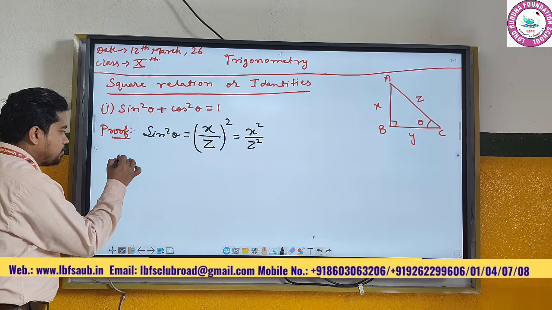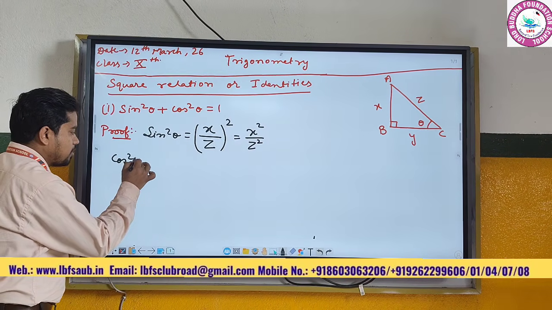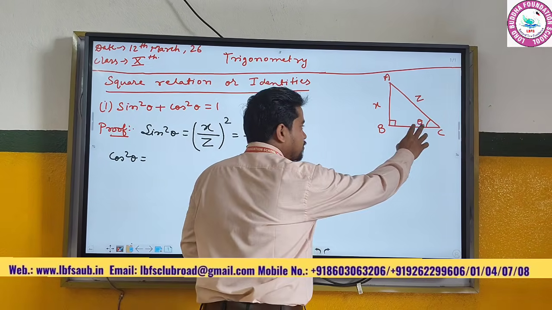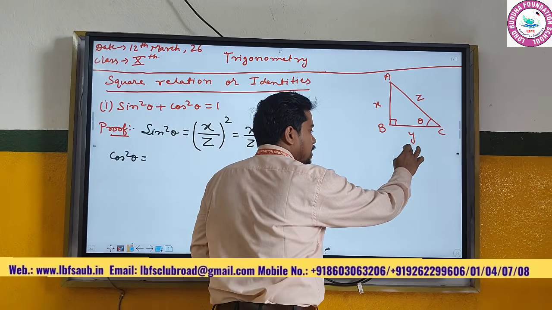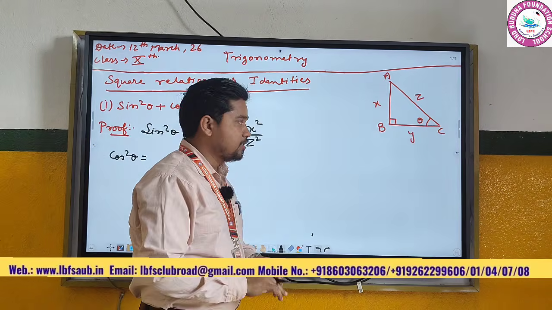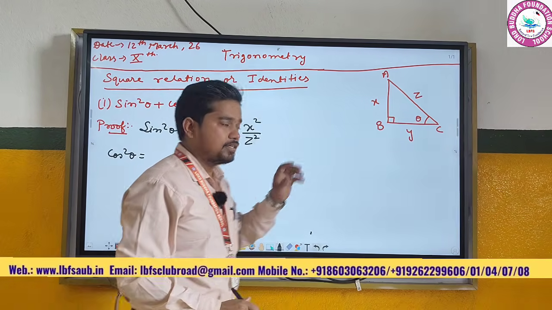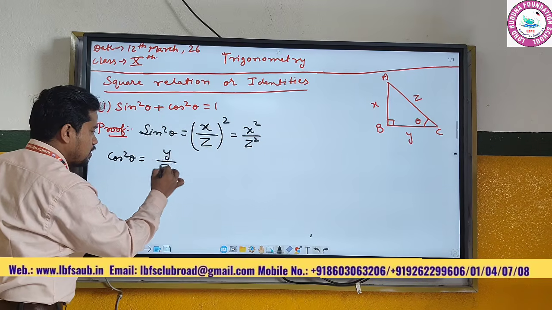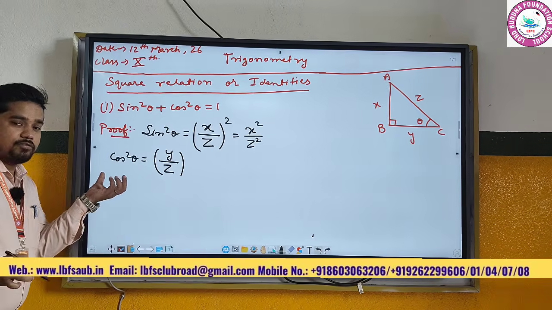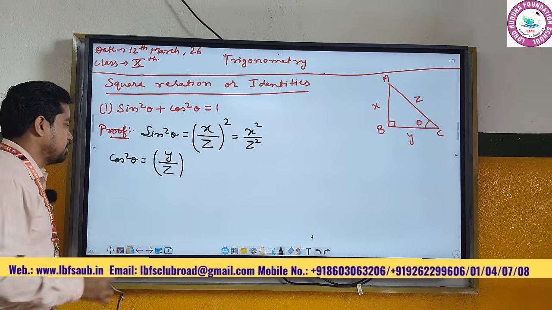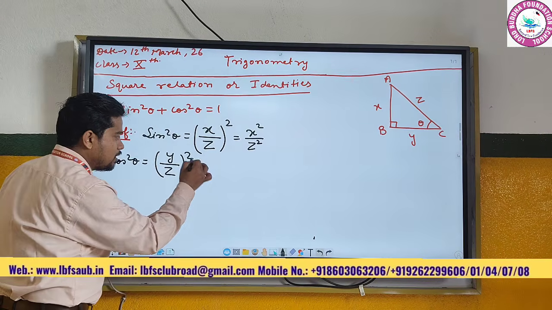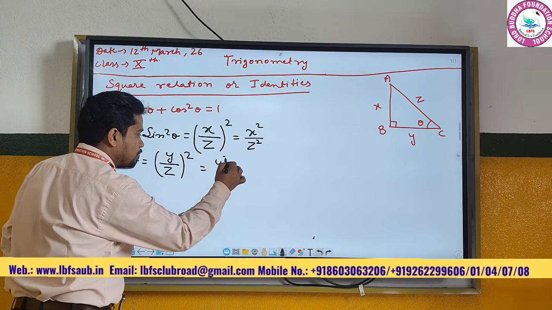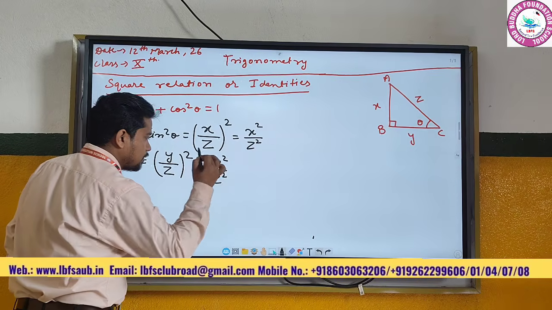Now come to find the value of cos square theta. According to this figure, the value of cos theta is base upon hypotenuse, which means y upon z. So cos theta will be y upon z. But we have to find the value of cos square theta, so y upon z whole square. We can solve it as y square upon z square.